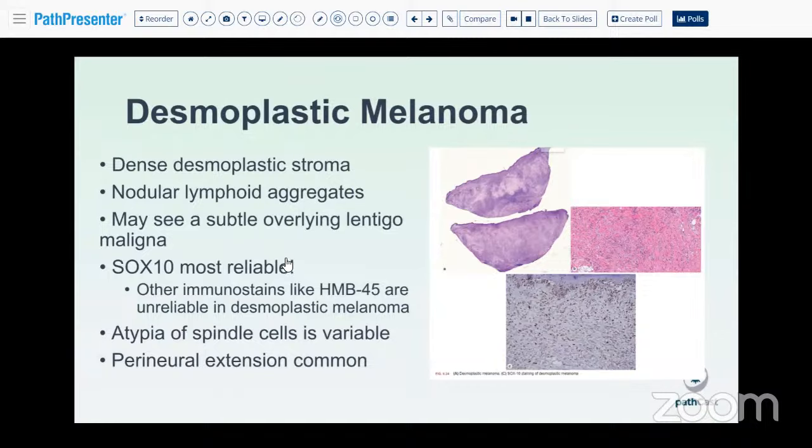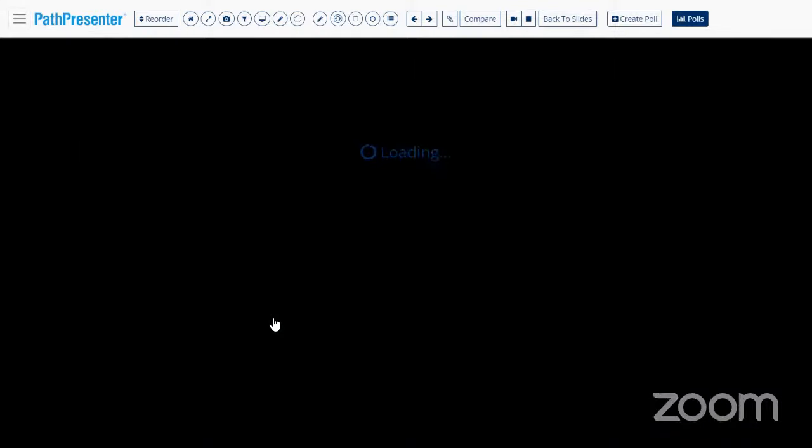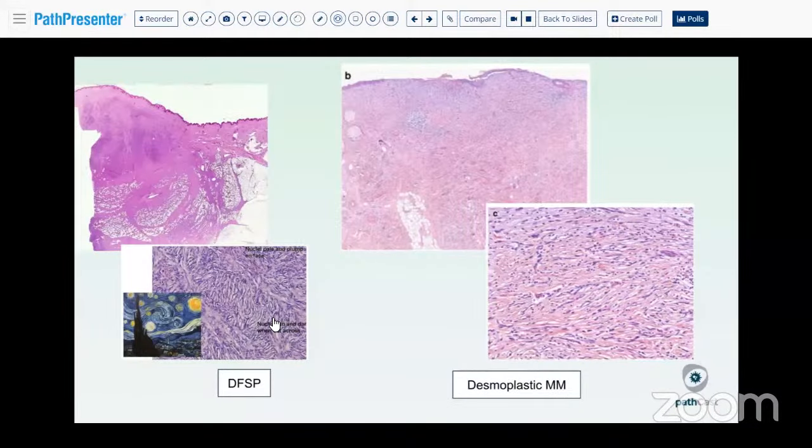The atypia of the spindle cells is variable, so there might not be very much atypia at all. Sometimes it can look kind of scar-like, so it's a little scary for dermatopathologists, as it can be mistaken for a scar. But again, those lymphocytic aggregates are a clue, and perineural extension is common. DFSP versus desmoplastic melanoma: both are bulky dermal tumors of spindle cells, but here we have more of the storiform pattern and the honeycombing, and here we just have diffuse infiltration of these spindle cells with variable atypia.